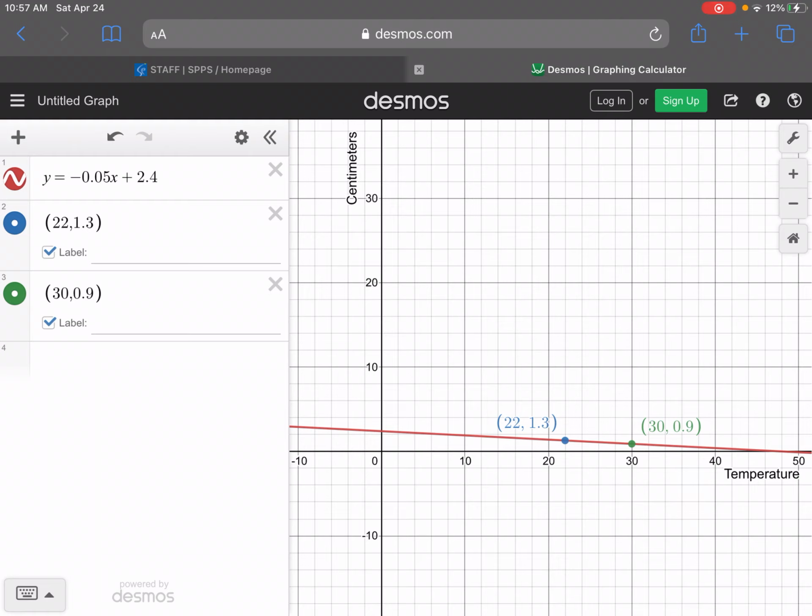But then we would want to take a screenshot of this and paste it into Notability. But I'm not going to do that. You guys know how to do that. And that's all we have to do. All right, so now you get to try one on your own.